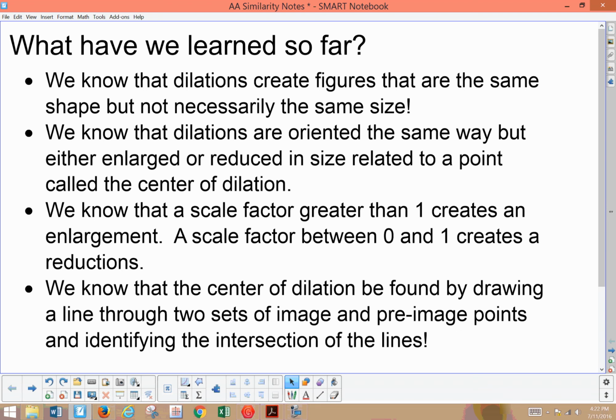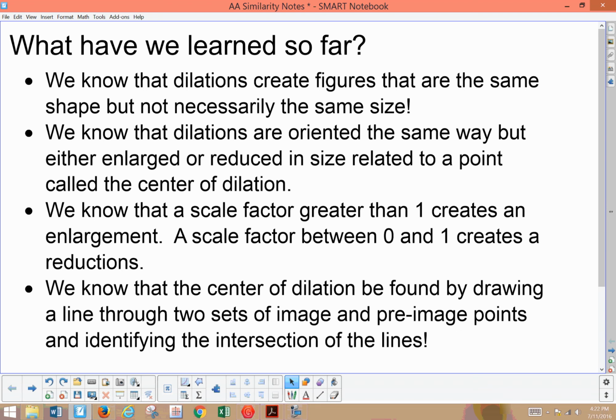We learned about dilations in Unit 2, Lesson number 2. And we learned that dilations are creating figures that are the same shape but not necessarily the same size. We know that when you have a dilation, it is either an enlargement or a reduction of a shape, and that the new shape will be oriented exactly the same as the old shape. When we talk about that enlargement or reduction, that enlargement or reduction always takes place in relation to a center of dilation.